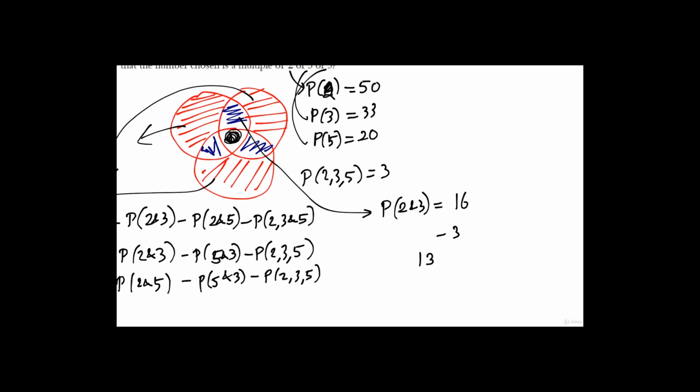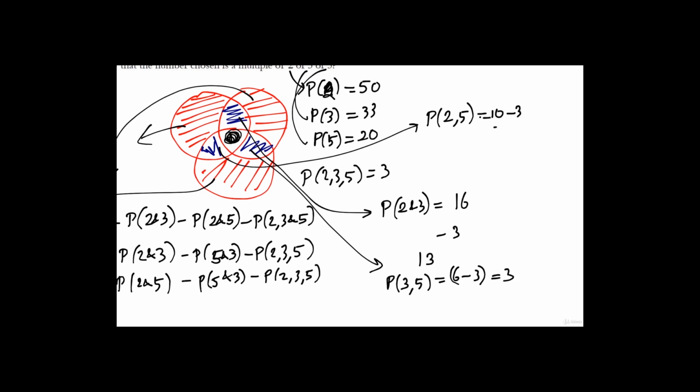and this region will be 3 and 5, which is only 3 and 5 but not by 2. That will be 6 minus 3, which is 3. And this particular region will be P of 2 and 5, numbers that are divisible by 10 but not divisible by 3. That will be 10 minus 3, which is 7. So the middle region is 3.